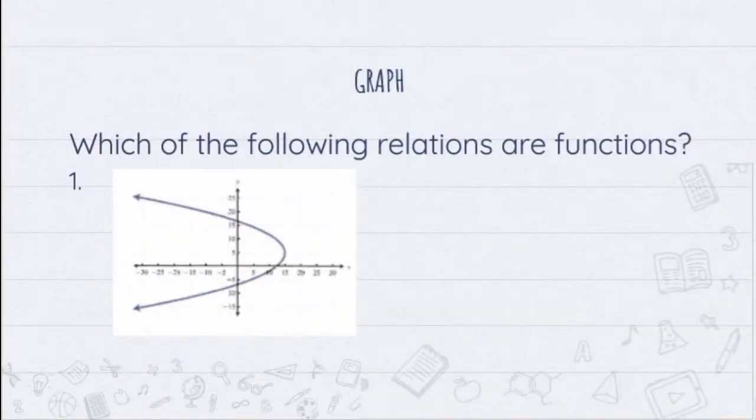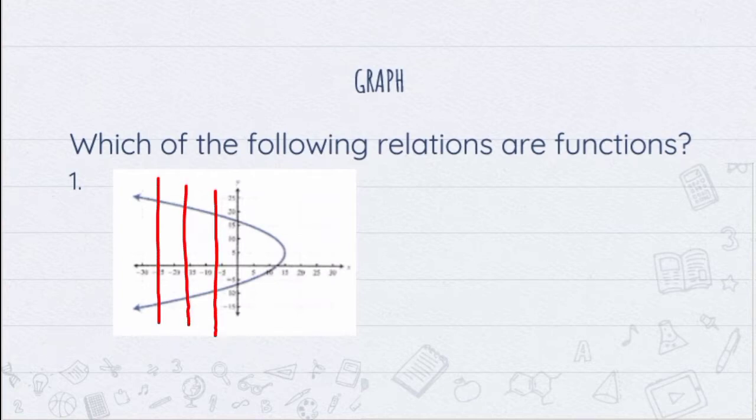We have here the graph in number 1. We will be placing vertical lines here and we'll try to check if each vertical line will only intersect at one point. As you can see, each vertical line here intersects at 2 points of the graph. Therefore, this is not a function.